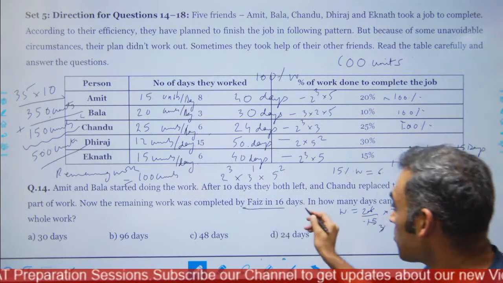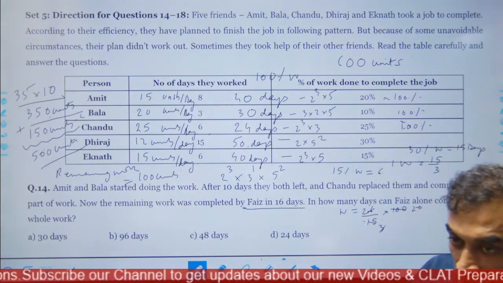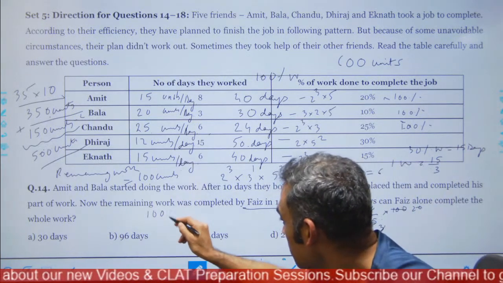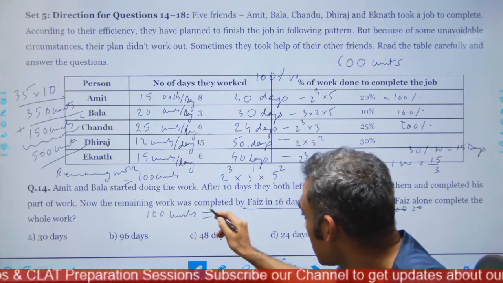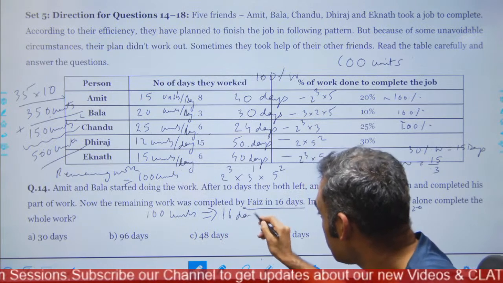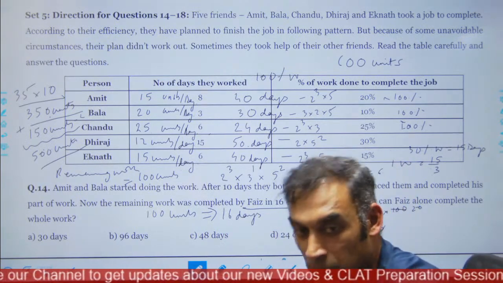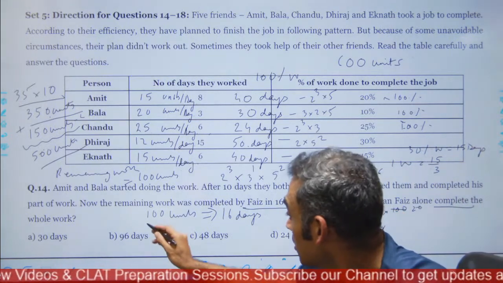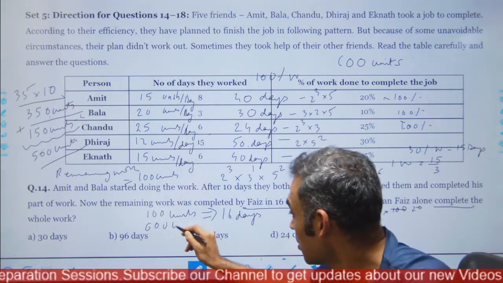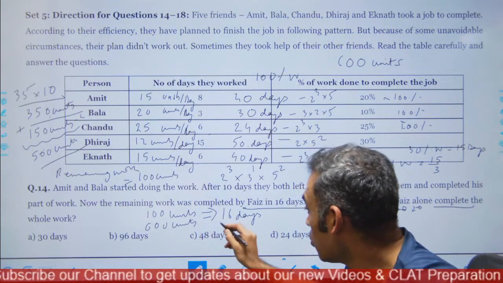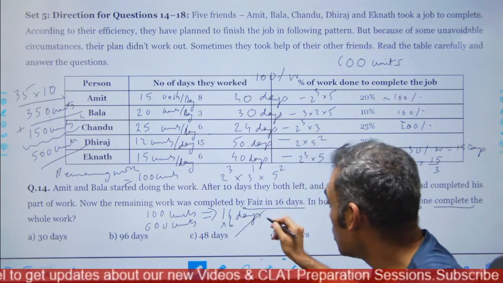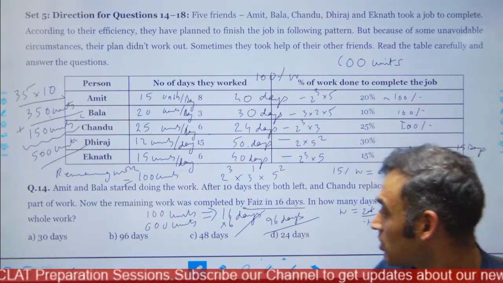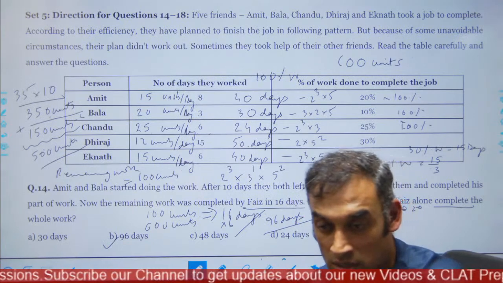This 100 unit is done by Faz in how many days? 16 days. Right? So 100 units is done by Faz in 16 days. But what is the objective? The question is Faz पूरा काम कितने दिन में करेगा? पूरा काम क्या है? 600 units. So Faz will do this into 6, which is equal to 96 days. This will be your answer. So 96 days will become your answer.